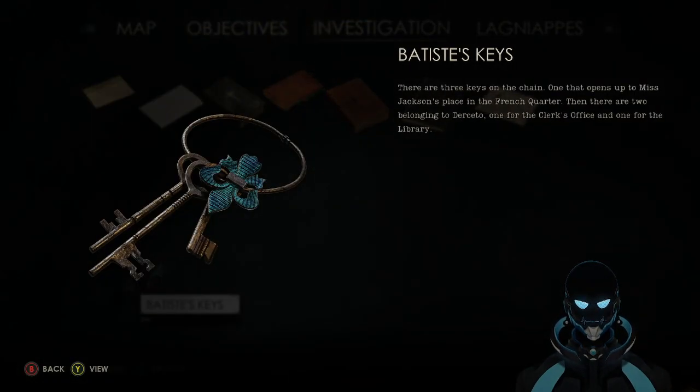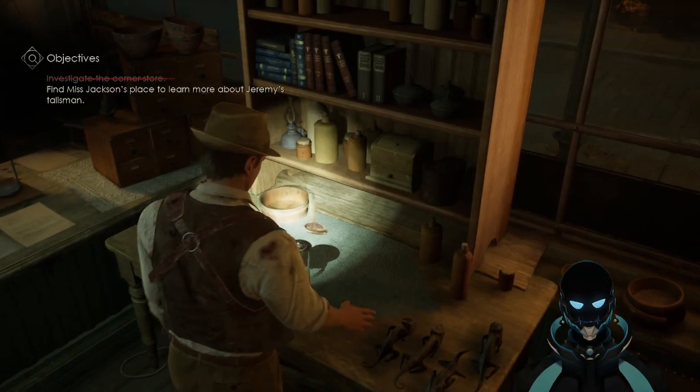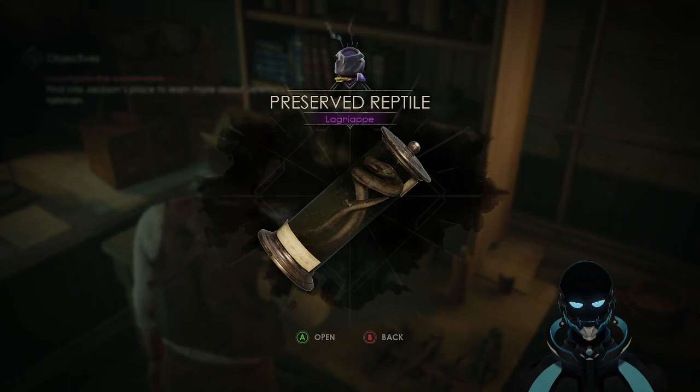Batiste's keys. There are 3 keys on the chain. One that opens up Miss Jackson's place in the French Quarter. Then there are 2 belonging to Deserto. One for the clerk's office and the other for the library. Ooh.